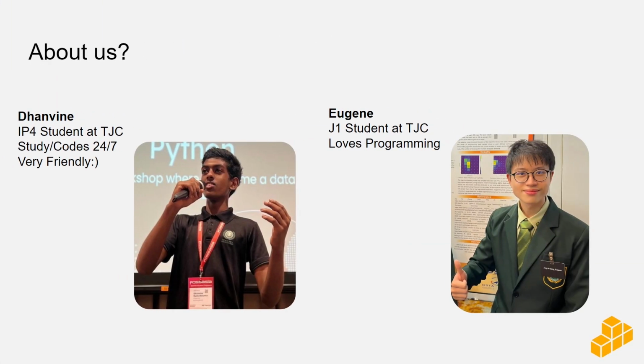Some things about us. I am Danvin, an IP4 student from TJC. I like coding and I'm a very friendly person, so very approachable. And I'm Eugene. I'm also a student at TJC, J1 this year.